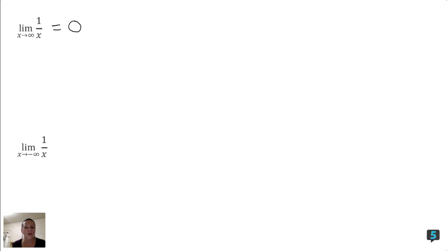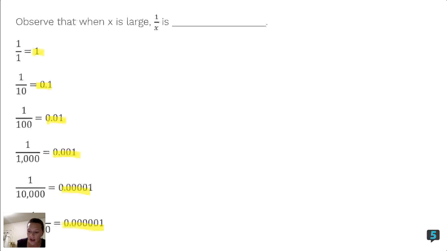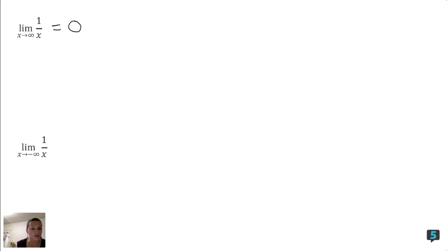Okay? We can make a similar argument for the limit as x approaches negative infinity of 1 over x. Okay? If I were to go back to my previous slide, every single one of these would end up with a negative. But again, because we're talking about it getting so small, really small, that it's approaching 0, it's simply approaching 0 from the other side, but it's still going to approach 0 itself. So the limit as x approaches negative infinity of 1 over x is also going to give us 0.